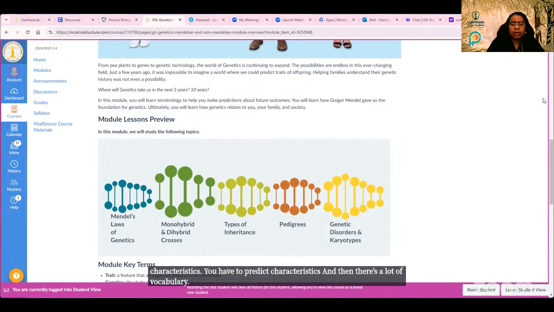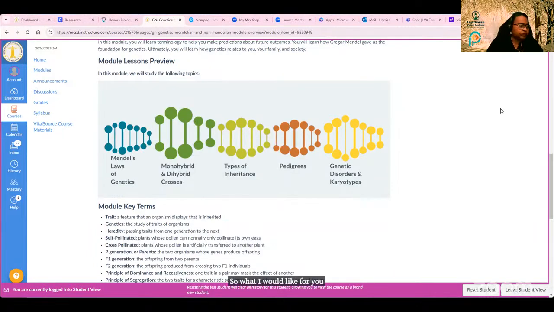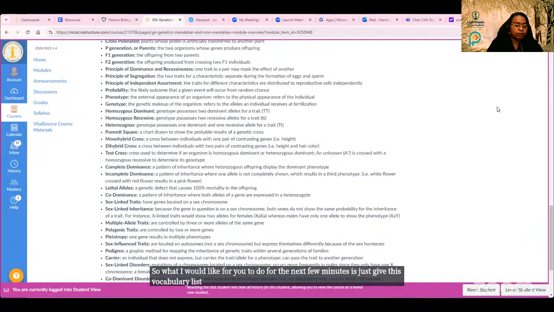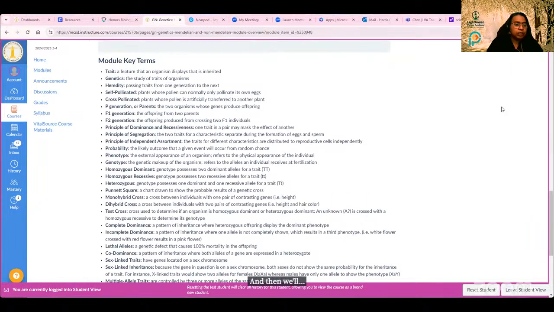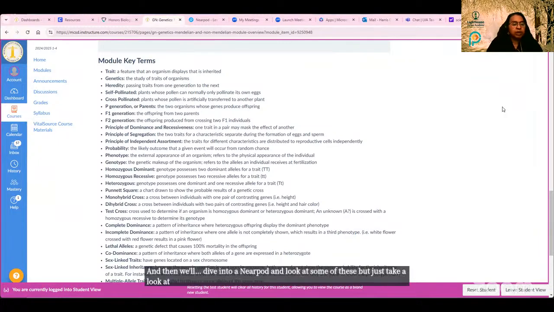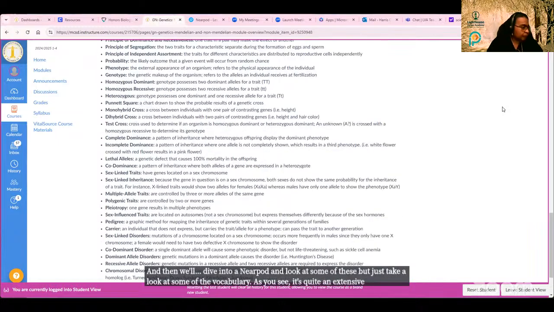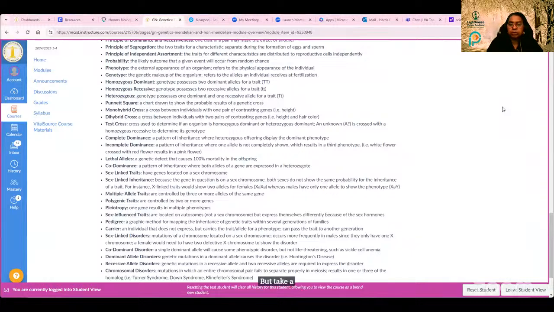So what I would like for you to do for the next few minutes is just give this vocabulary list a good look over, and then we'll dive into a Nearpod and look at some of these. As you see, it's quite an extensive list of terms. Take a few minutes just to look that over. Okay. All right, everybody's in.